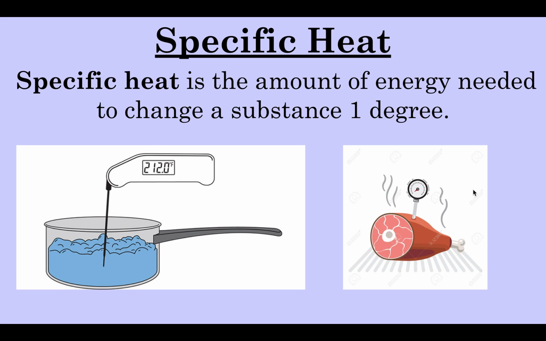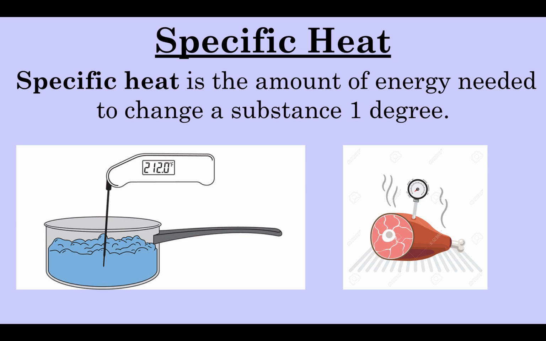So the reason has a lot to do with specific heat. Specific heat is the amount of energy needed to change a substance 1 degree. For any of you who cook, you can think about it like this. To heat up water, you have to put it on the stovetop, right? Imagine you have a thermometer in the water. It's going to take a certain measurable amount of heat or energy to change that water 1 degree, say from 212 degrees to 213 degrees.